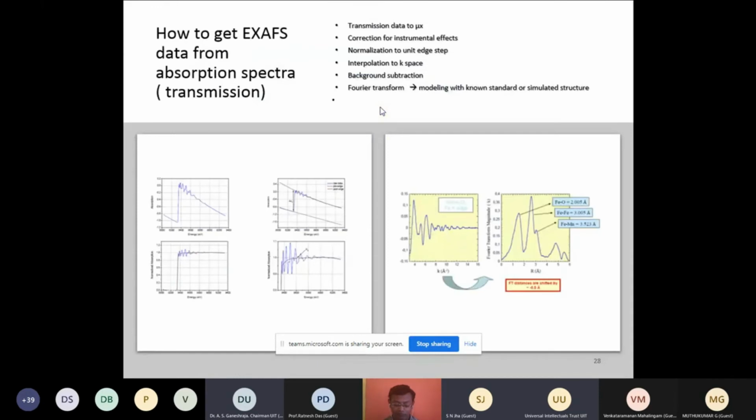Now, how to get EXAFS data from absorption spectra? Just quickly, I'll show. This is the mu raw data. From there, we do the background subtraction, and finally we get chi(k), the EXAFS function, and then by Fourier transforming we get a radial distribution function. In this, just by seeing qualitatively, you can say the first peak is iron-oxygen, then next iron, and this is the next iron-manganese. This is a manganese doped iron oxide sample.